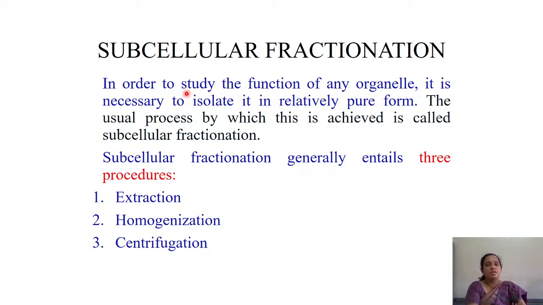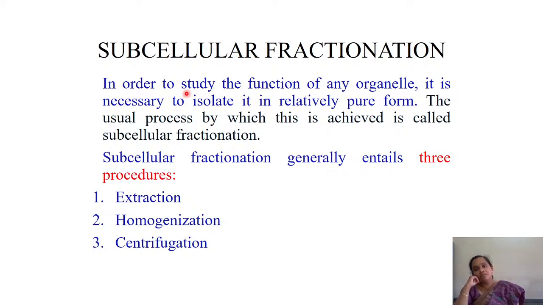Now, subcellular fractionation occurs by 3 steps. One is extraction of the tissue, then homogenization of the tissues, where all the cell organelles will come out. Then centrifugation. After centrifugation, the cell organelles will settle depending upon their mass and their density. By centrifugation, they do settle.